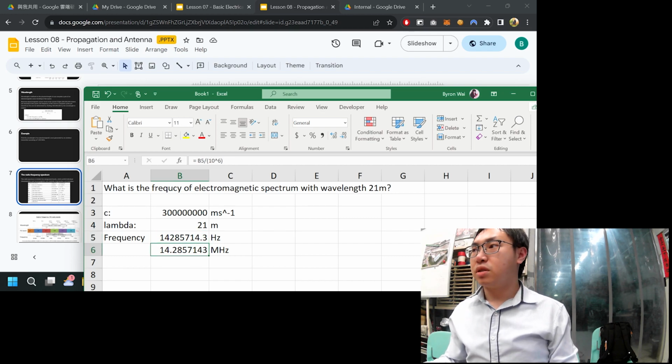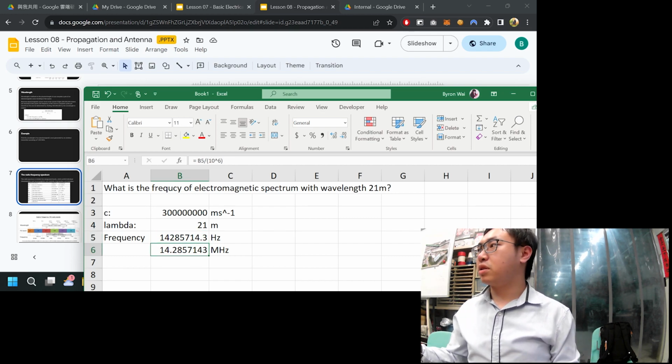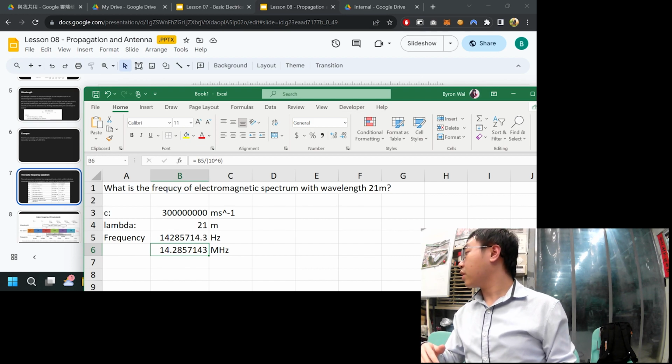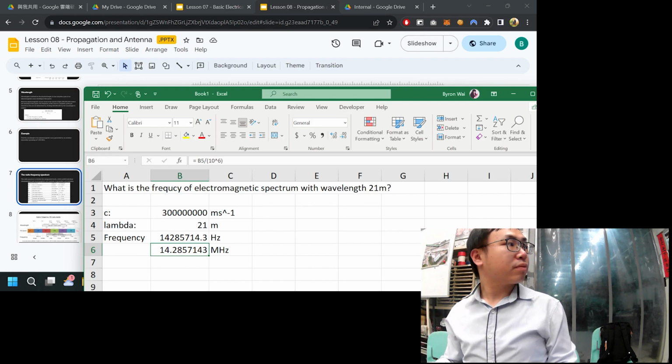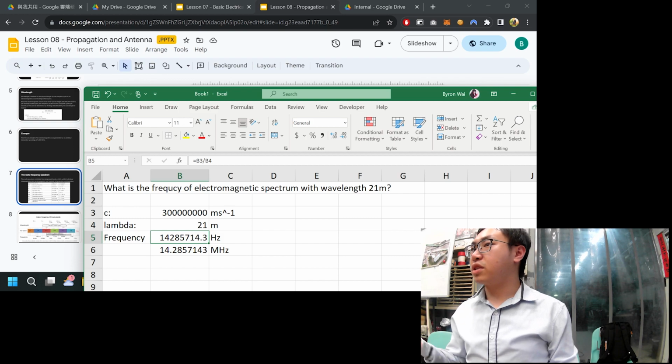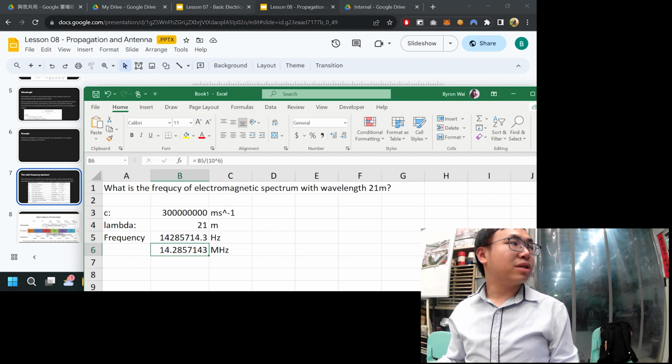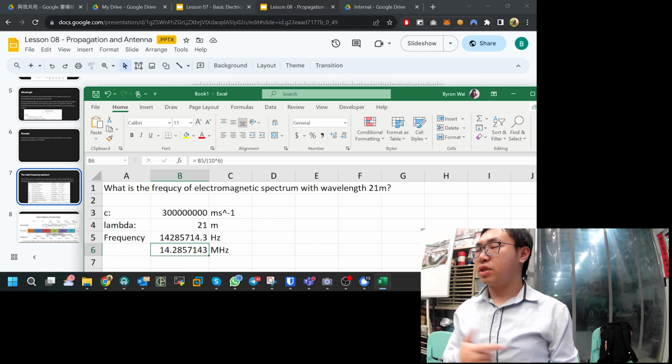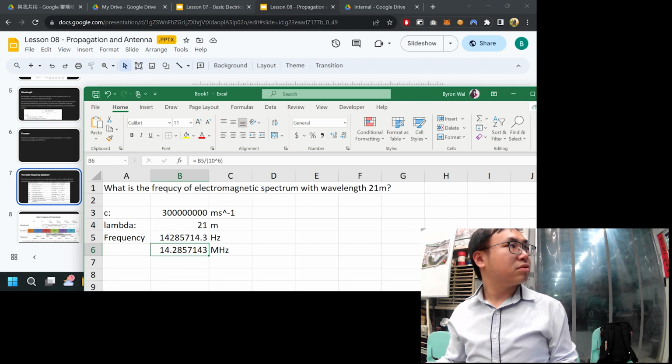So sometimes they may give you this one, they may give you this one. It depends on whether the exam wants to trick you or not. If they want to trick you, they may give you this one, because it doesn't look that familiar to you. But if they give you this one, they're good to you, because you know mega, you can just do the conversion by hand. Okay. So the answer is 14.29.